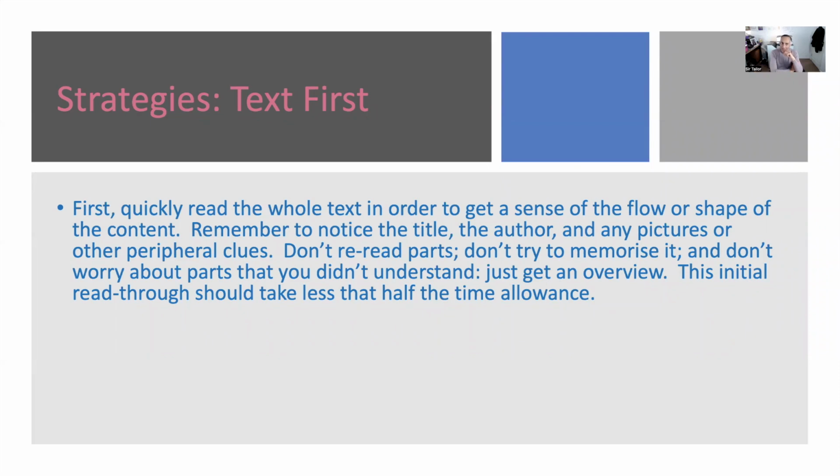This initial read-through should take less than half the time allowance. So if a comprehension section in an 11+ test has a 15-minute time allowance, the reading of the text should take probably about 5 or 6 minutes, no more than that. So it's significantly less than half the time. That leaves you plenty of time to read the questions, search for the answers.